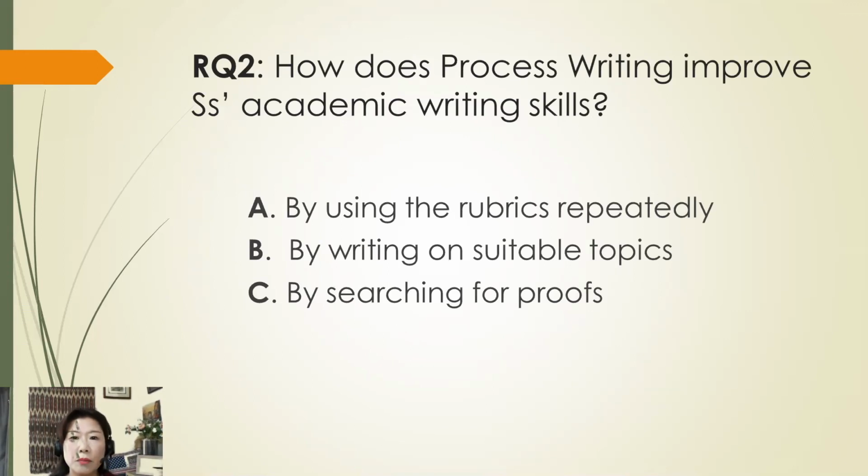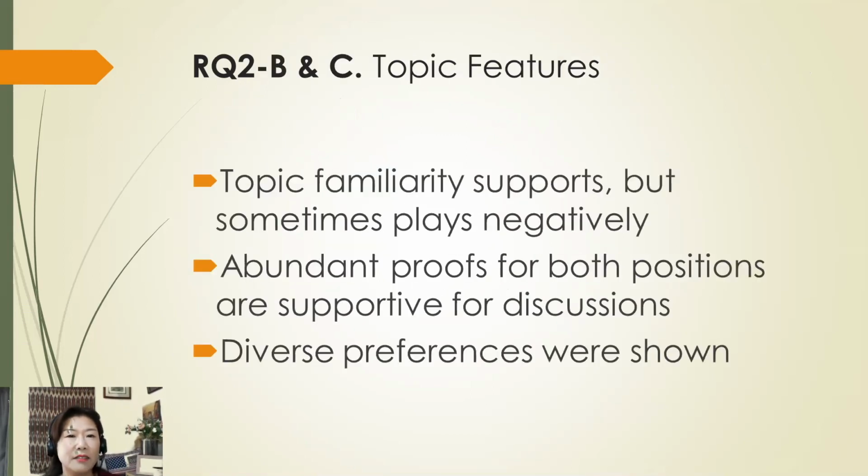Question 2. How does process writing improve students' academic writing skills? By using the rubrics repeatedly, by writing on suitable topics, and by searching for proofs. Regarding topic features, topic familiarity, yes, it supports, but sometimes plays negatively. And then abundant proofs for both positions are supportive for discussions. And diverse preferences were shown.